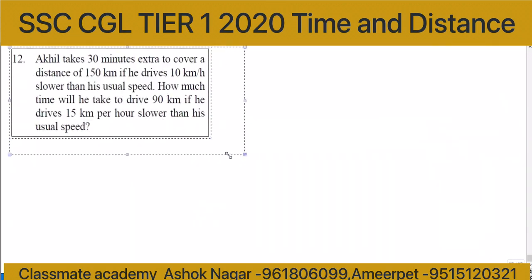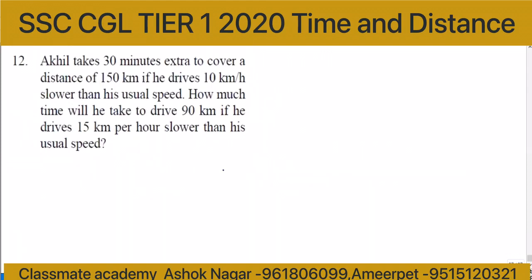Akhil takes 30 minutes extra to cover a distance of 150 kilometers if he drives 10 kilometers per hour slower than his usual speed. How much time will he take to drive 90 kilometers if he drives at 15 kilometers per hour slower than his usual speed? All right.